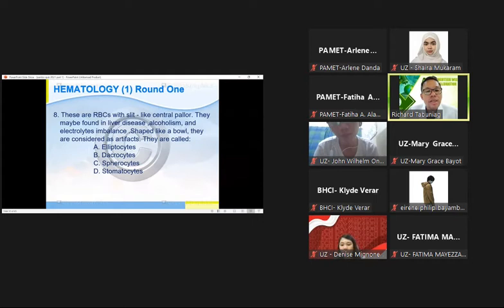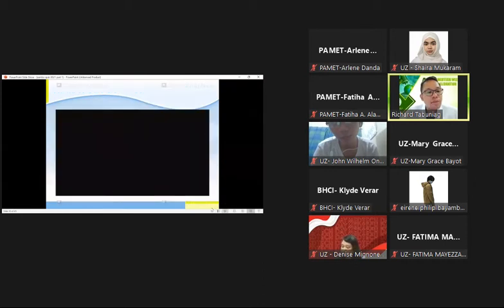There are RBCs with slit-like central pallor. They may be found in liver disease, alcoholism, and electrolyte imbalance. Shaped like a bowl, they are considered as artifacts. They are called A, elliptocytes, B, dacrocytes, C, spherocytes, and D, stomatocytes. Timer starts now.